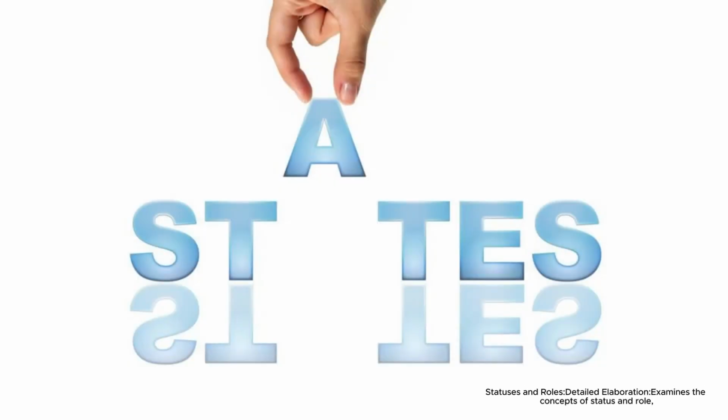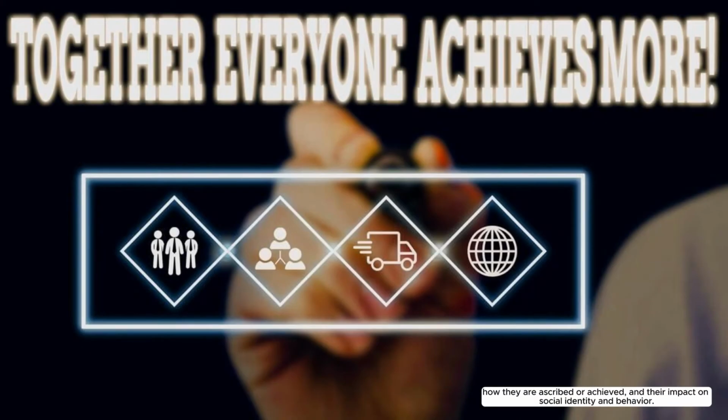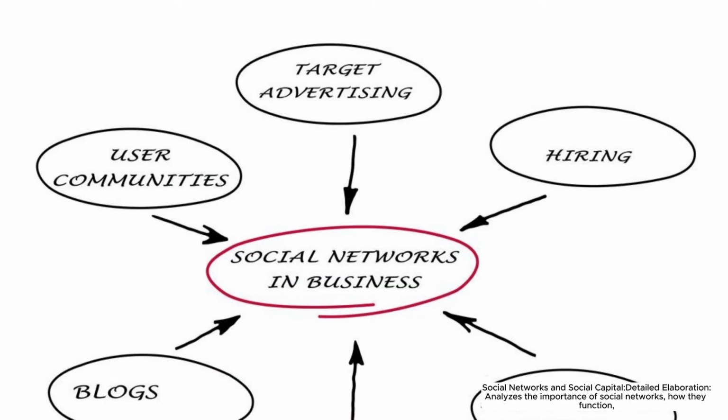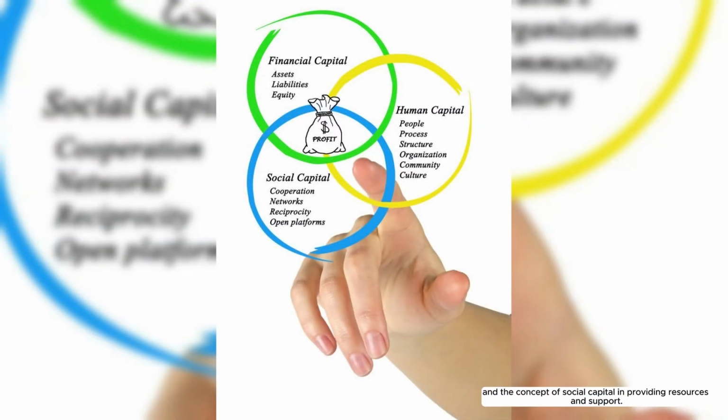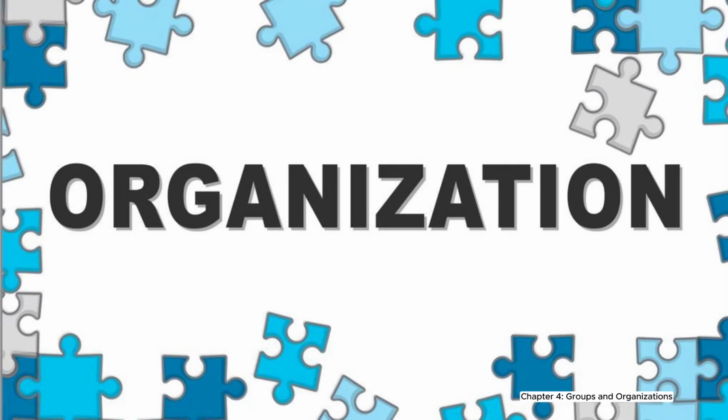Statuses and roles. This examines concepts of status and role, how they are ascribed or achieved, and their impact on social identity and behavior. Social networks and social capital. This analyzes the importance of social networks, how they function, and the concept of social capital in providing resources and support.